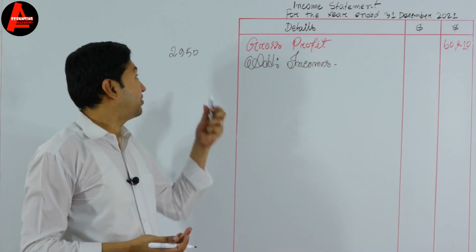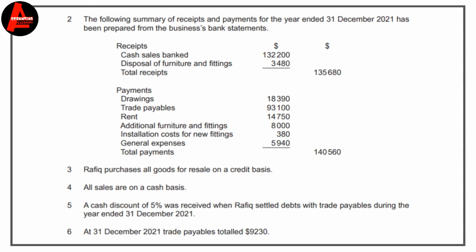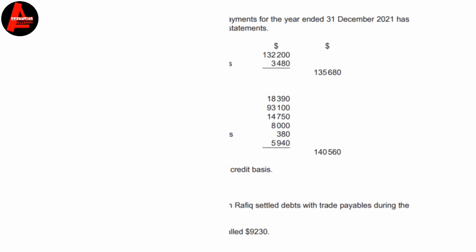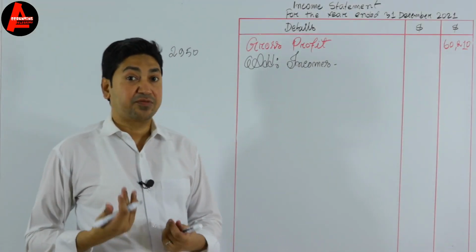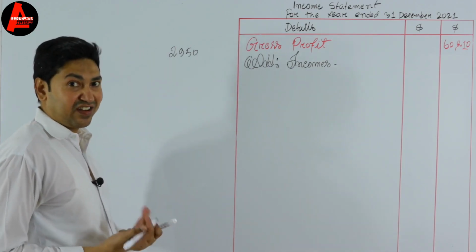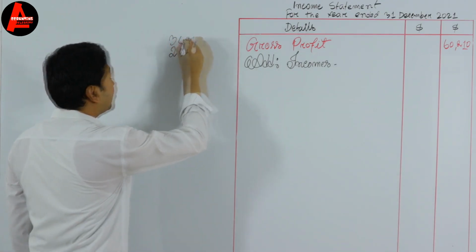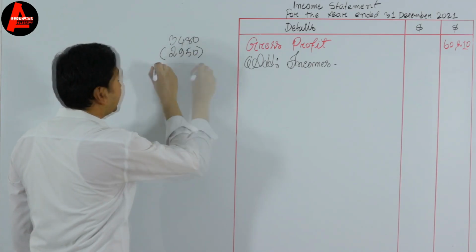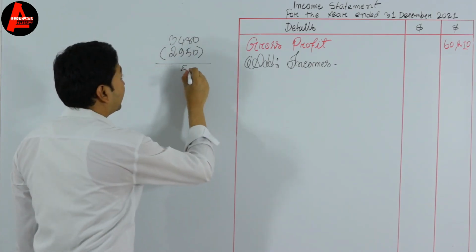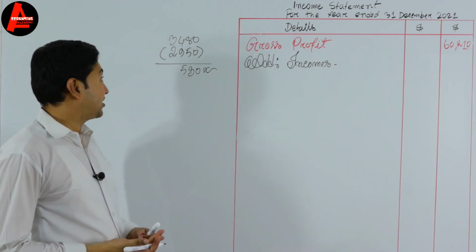Now what is the value of this asset when it is sold, okay? Look here in the question, disposal of furniture and fittings, here $3,480, okay? So this is a receipt. After disposing of this asset, the business received $3,480. Okay, so here 3,480, we'll subtract this cost price. What do we get here? We get $530, okay? So this is the profit on disposal.